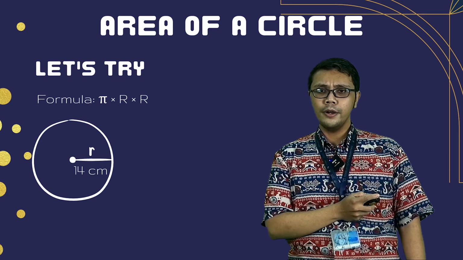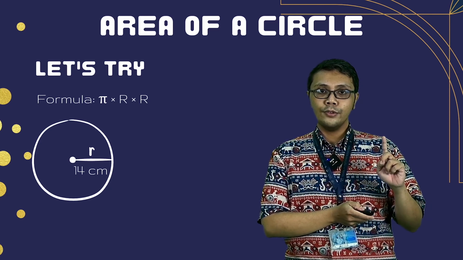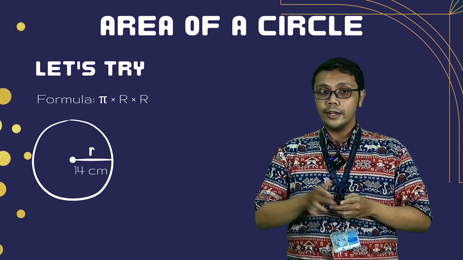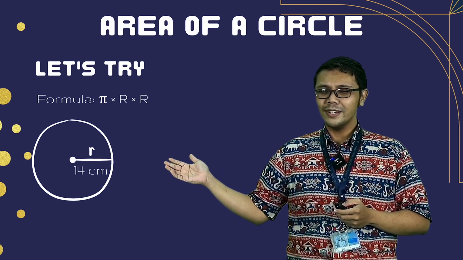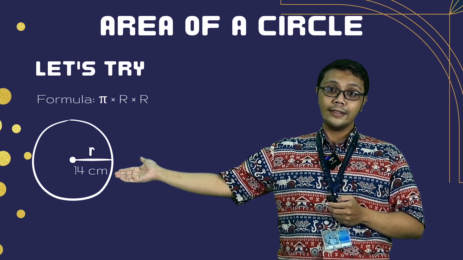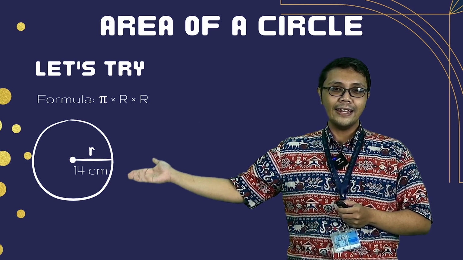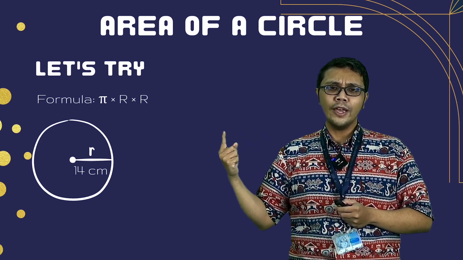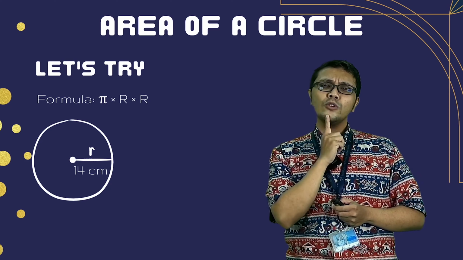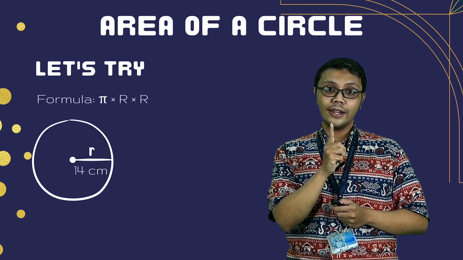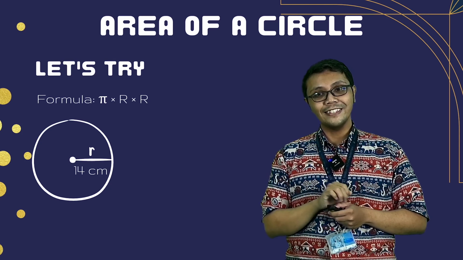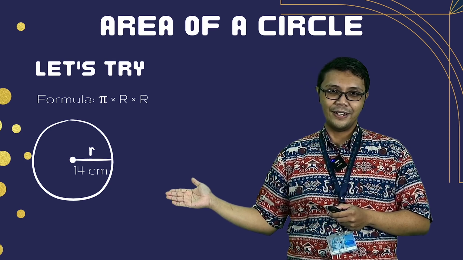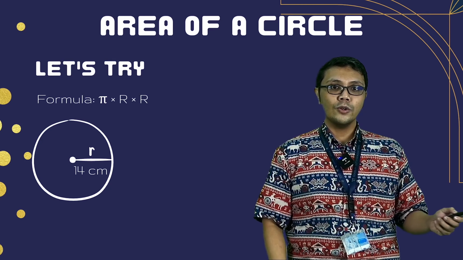Let's try. Remember, to find the area of a circle, we have to use pi times radius times the radius. Can you see the radius in the circle here? What is the radius? Yeah, that's correct. That is 14 centimeters. And let's apply that in the formula. But what is the pi that we have to use? Is it 3.14 or 22 over 7? Yeah, that's correct. We have to use 22 over 7 as the pi value. Why? Because 14 is actually a multiple of 7. Good job, guys.